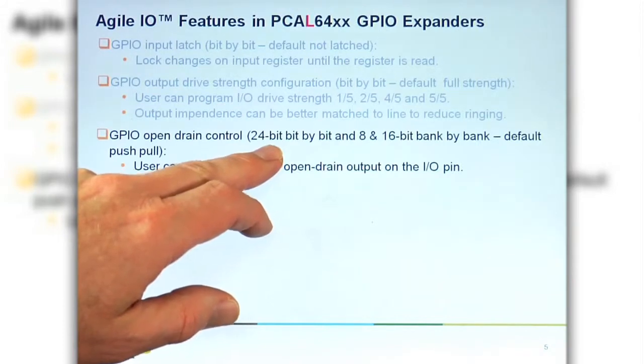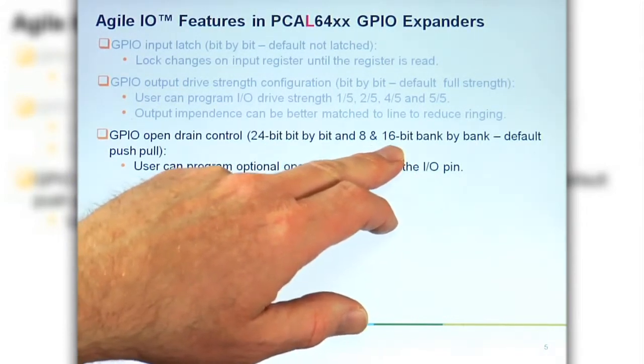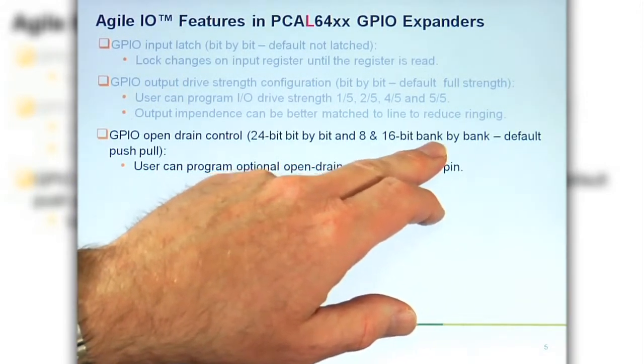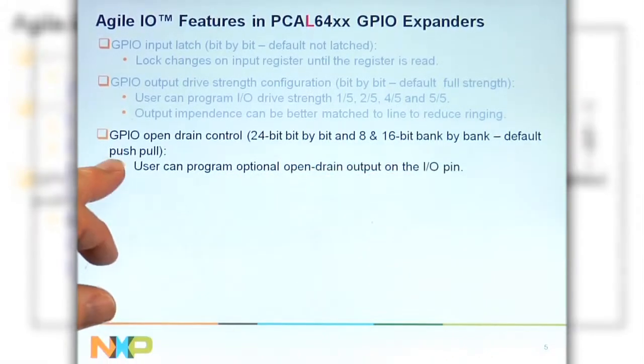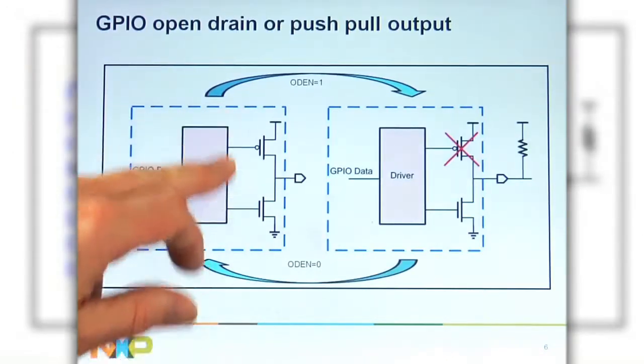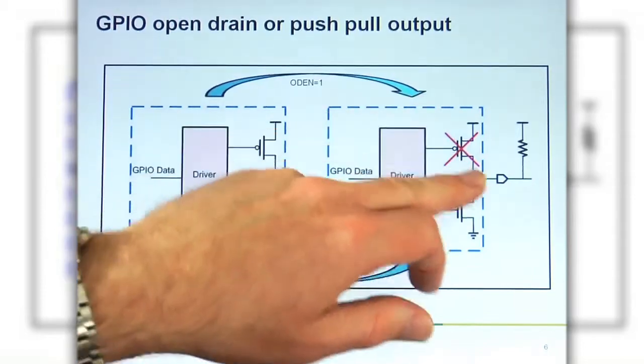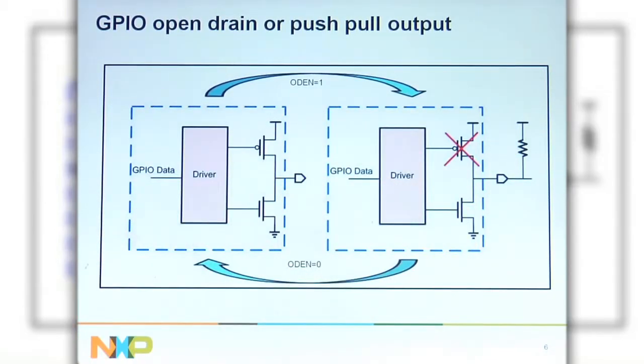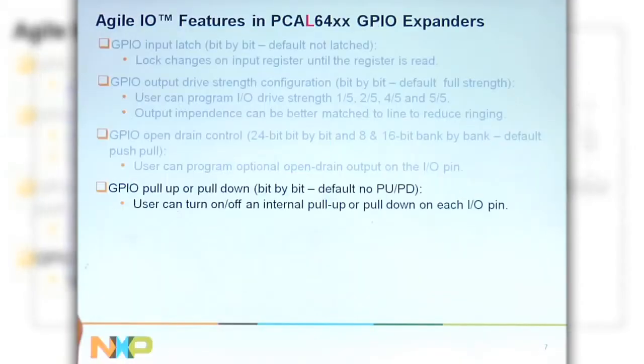We'll also be able to set the open drain or push-pull outputs. It's either bit by bit for the 24-bit device, or the 8 or 16-bit would be bank by bank, so banks of 8 bits at a time. Defaults to push-pull, and so you just either have the push-pull outputs or the open drain outputs, which allows you to have wired-OR arrangements or drive LEDs.